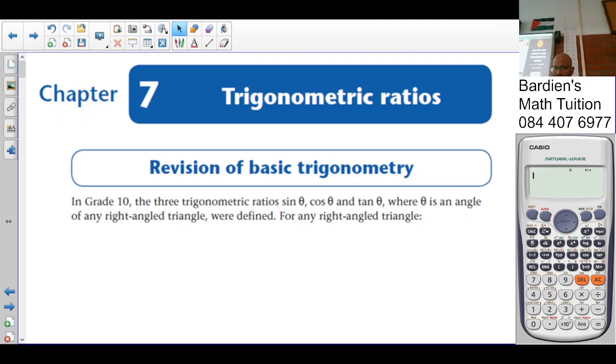Okay. You know you're writing on Tuesday. You're writing on geometry. Geometry is 35 marks. And trigonometry, which is the introduction, which is basically grade 10 trigonometry. You're going to write that for 15 marks.